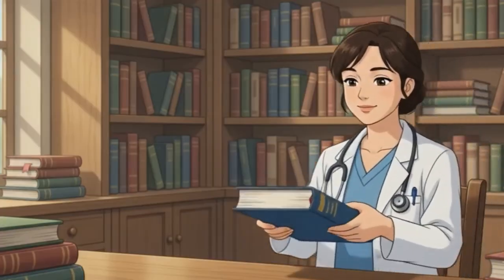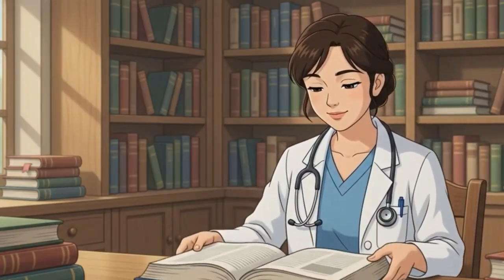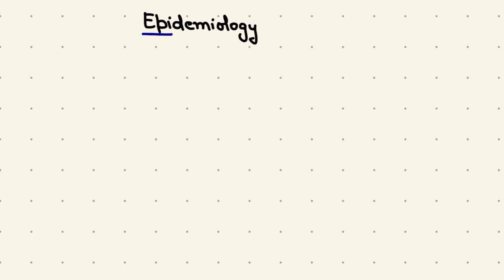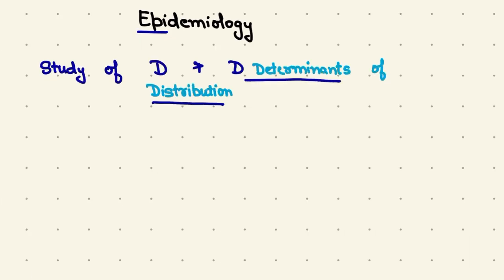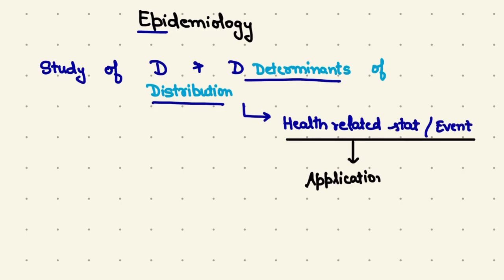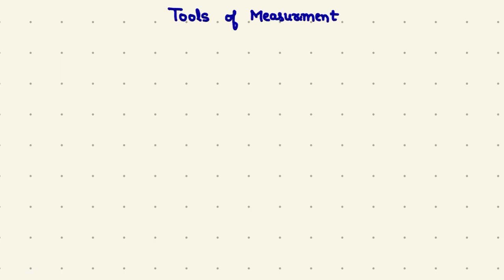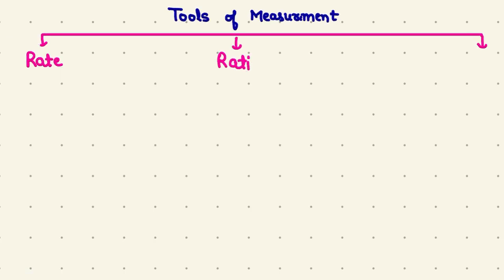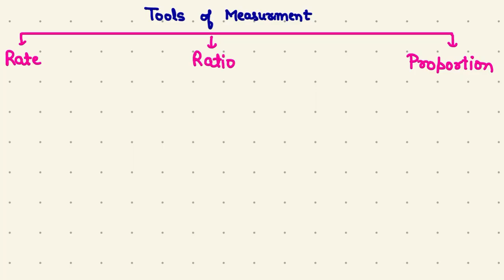Let's revise epidemiology with me. Epidemiology is the study of distribution and determinants of health-related states and health-related events, and application of that study to solve health problems. There are various tools in epidemiology, and they are rate, ratio, and proportion.